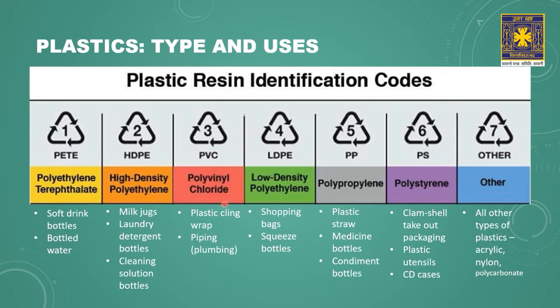Polyvinyl chloride, which is the most importantly used plastic, abbreviated as PVC, has been used for plastic cling wrap and for plumbing pipes. Low density polyethylene is used for shopping bags and squeeze bottles, polypropylene for plastic straws, medicine bottles, condiment bottles, polystyrene for clamshell packaging materials, plastic utensils, CD cases, and the other mixed plastics, which include acrylic, nylon and polycarbonate type of materials, have been used for making different construction materials and have varieties of applications in every field.